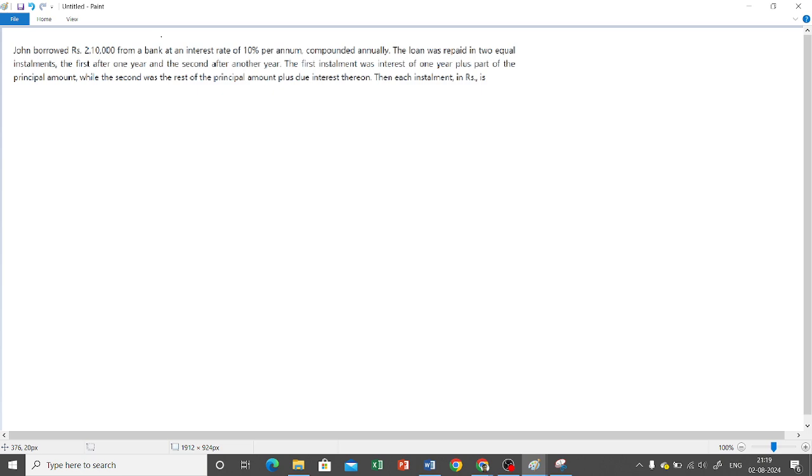Remember, John borrowed. This is not what he has to pay back. This is what he has borrowed. The loan has to be repaid in 2 equal installments, the first after 1 year and the second after another year. What is the value of each installment? It's a very easy sum. If you have understood what I have explained, it's going to be child's play for you.